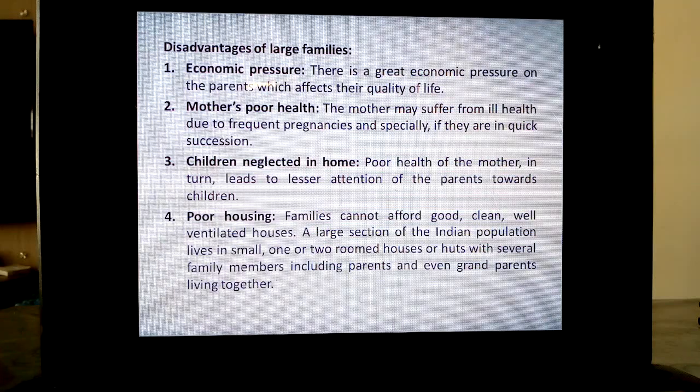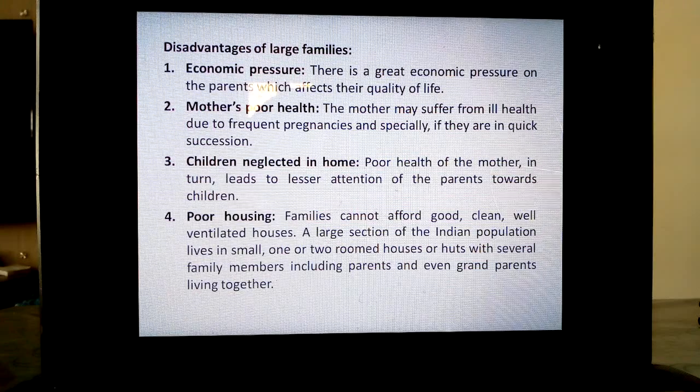Economic pressure. There is a great economic pressure on the parents which affects their quality of life. Suppose there is 10,000 income and one child, they can provide many things. With the same 10,000, if they have 5 children, how will they provide? What one child gets here has to be shared among 5 children, isn't it? So it is very difficult to manage a large family with a small income.